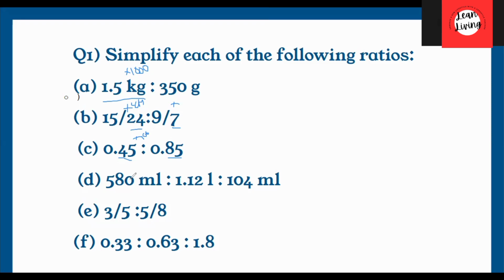Okay. Coming towards this side, it's 580 milliliter, ratio 1.12 liter and 104 milliliter. So over here, what is the decimal? This one. This is the number with decimal, so you are going to convert it into milliliter by multiplying with 1,000. Why are you multiplying it with 1,000? Because 1 liter is equal to 1,000 milliliters. That's why. Once you have got the simplified form, that is 580, 1,120, and 104, then you can simplify it further.